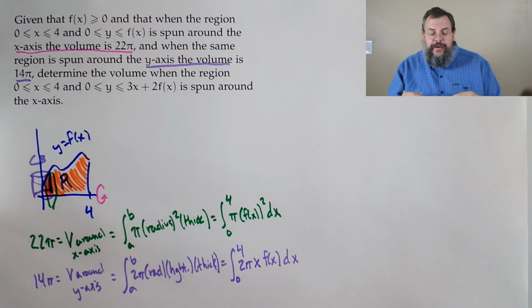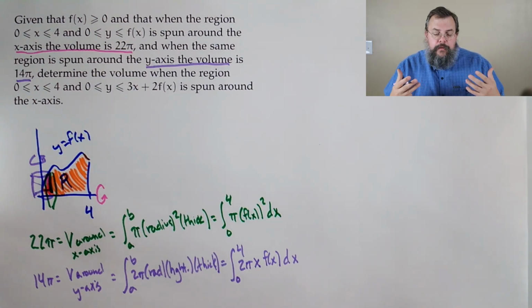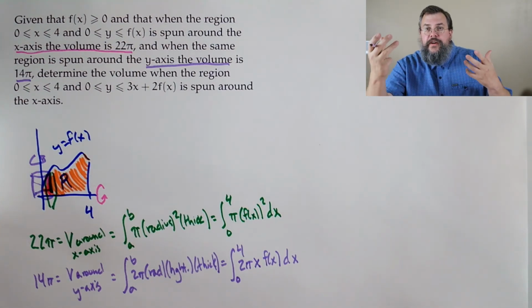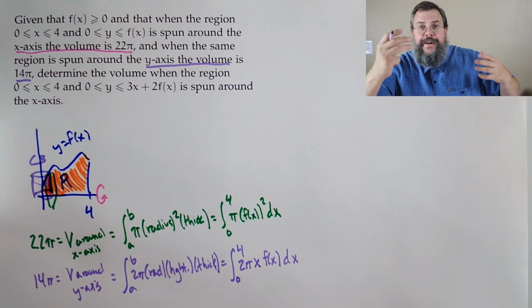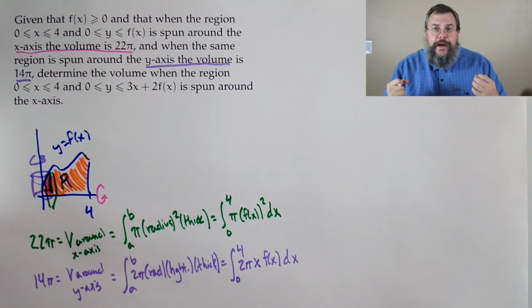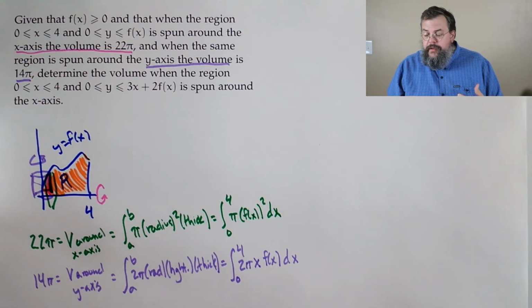Okay, so good. We've taken the information that we had and we've used our formulas to say, oh, this volume, which is 22 pi, really corresponds to this integral. And this other volume, which is 14 pi, really corresponds to that integral. All right, well now the question becomes, how do we use those integrals? So let's figure out what we're looking for.